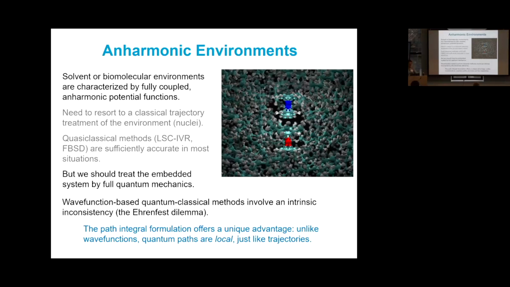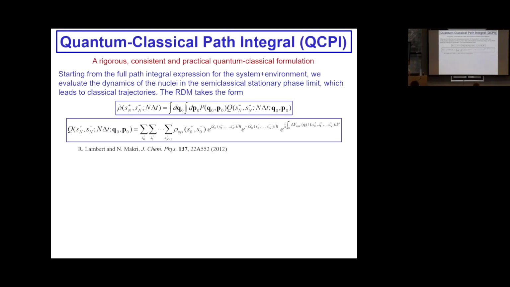So this gives rise to a rigorous quantum classical formulation of dynamics that we call the quantum classical path integral, or QCPI. And this is rigorously derived. We start with the path integral in the space of all degrees of freedom, system and environment. And then we apply the stationary phase approximation to the degrees of freedom of the environment that we would like to treat by classical trajectories. This procedure gives us classical trajectories for the degrees of freedom we designate as environment or classical, but we retain the full path integral description for the system.